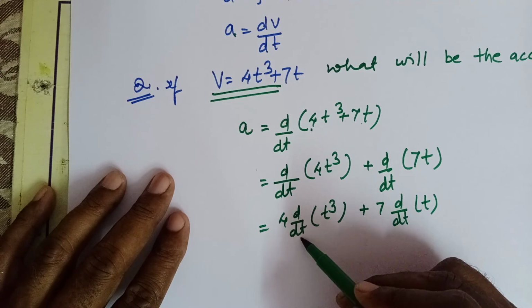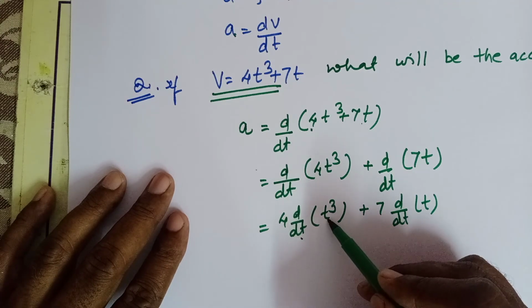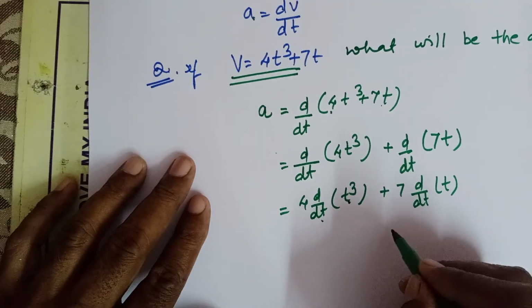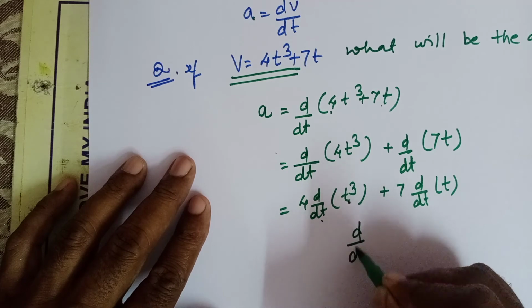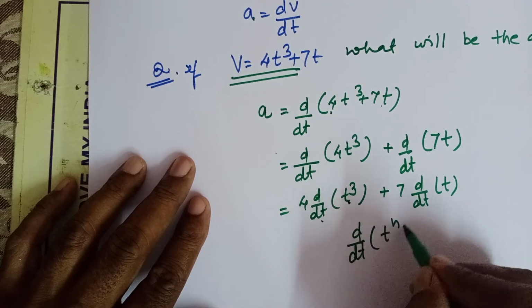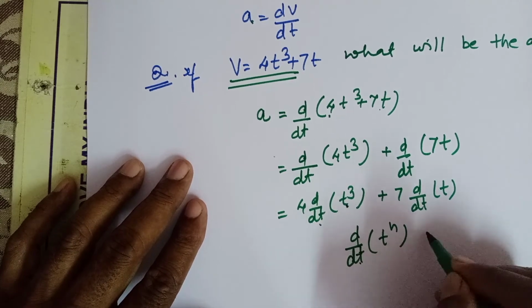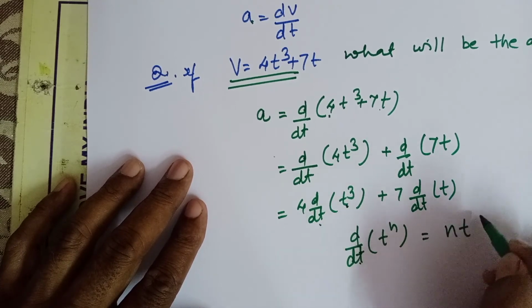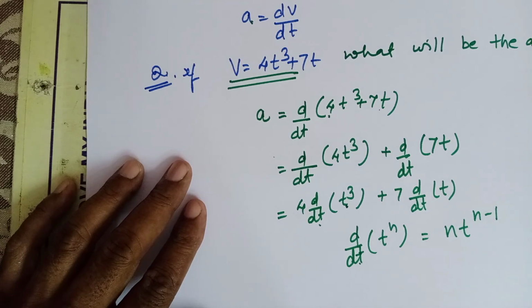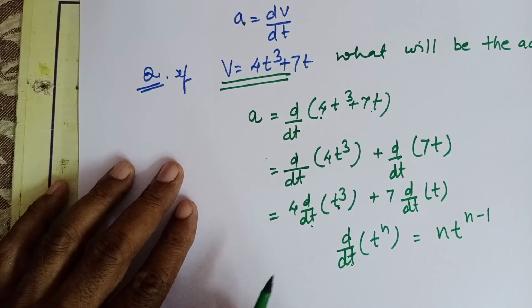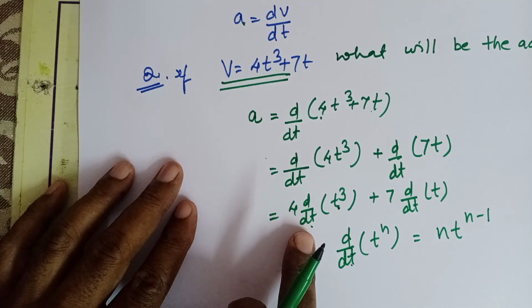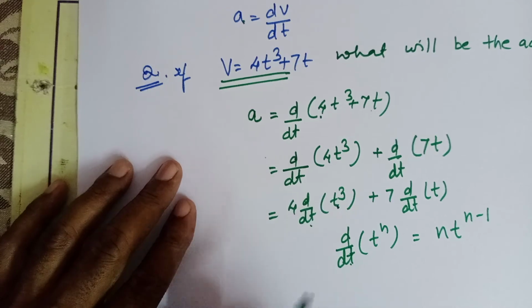Now if it is t, the differentiation is possible, and we have a very simple formula for that: d by dt of t to the power n. If it is x, then we can write n x to the power n minus 1, so it will become n t to the power n minus 1. Same formula, depending upon the variable with respect to which we are doing the differentiation. So here we will do the differentiation with respect to time.